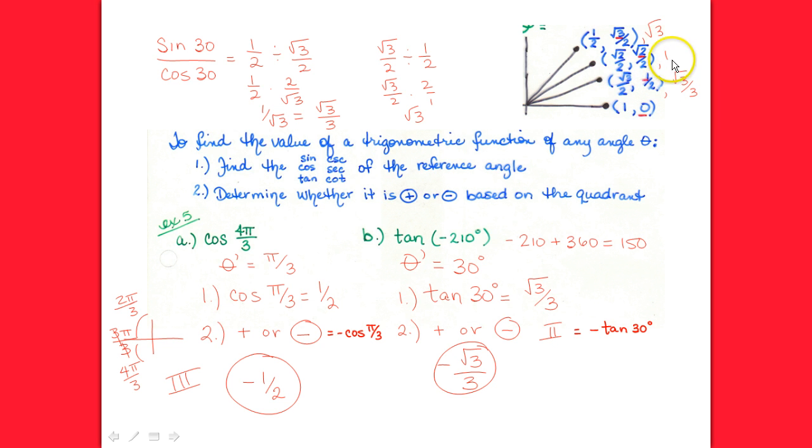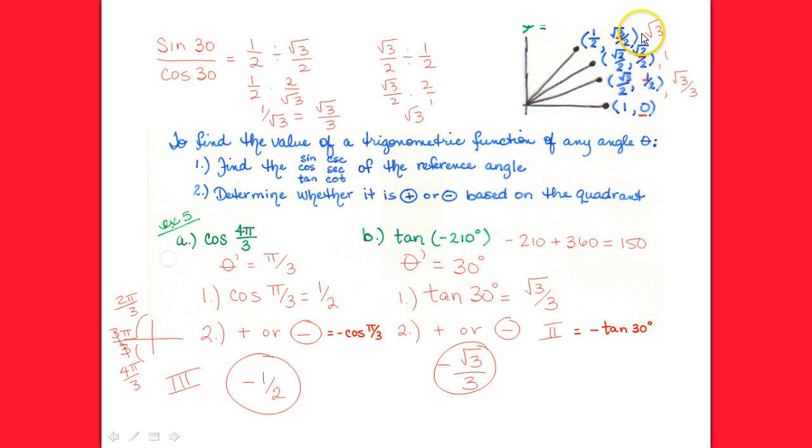The middle one's really easy to find because if you do square root of 2 over 2 divided by square root of 2 over 2, you just get 1. And this guy up here, if I do sine divided by cosine, square root of 3 over 2 divided by 1/2, I would multiply by the reciprocal and I would just get the square root of 3.